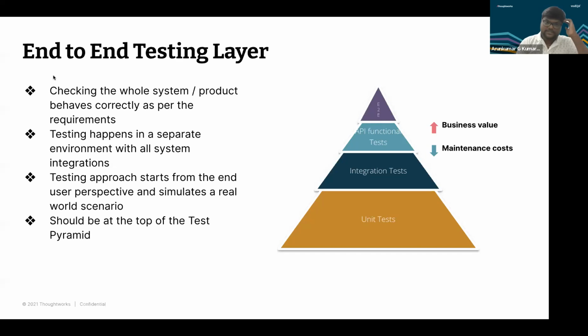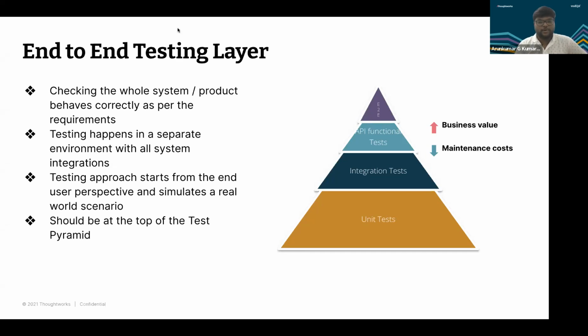End-to-end testing is one of the topmost testing layers in our testing pyramid. We check that the whole system behaves correctly as per the requirements. While doing end-to-end testing, all the integrations should happen correctly. If any one integration is missing, then we will get failures. Moreover, the testing approach is from the user's perspective. I'll be testing the scenarios as a user and seeing how it accommodates real-world scenarios.